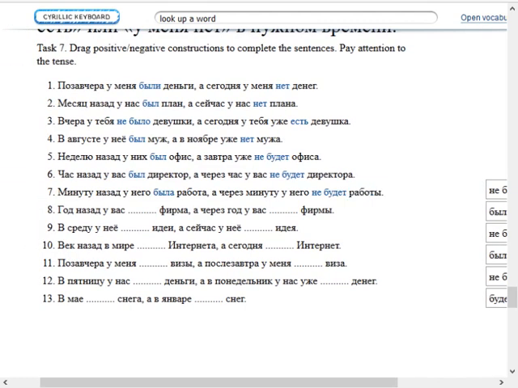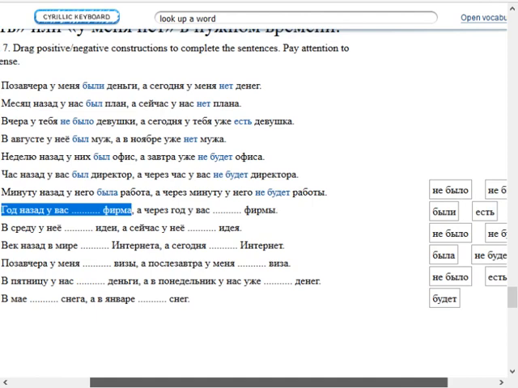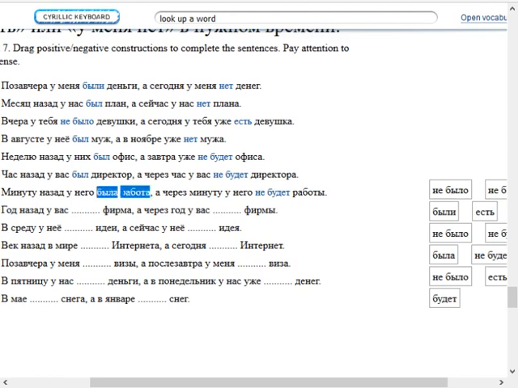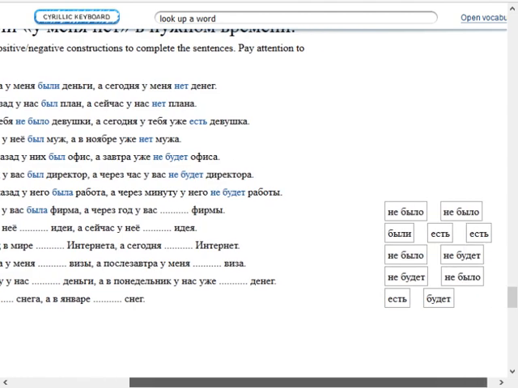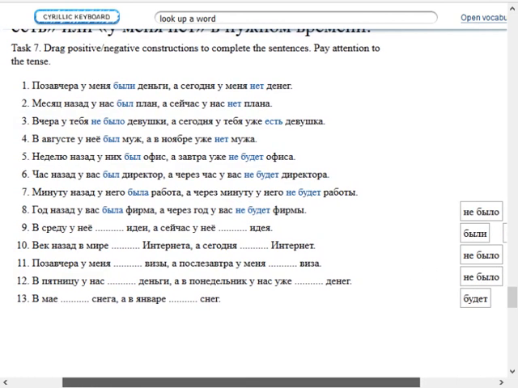Okay, год назад у вас фирма. So a year ago we had a firma, a firm, a company. Firma is again feminine, so past tense feminine is the same as here. Была работа, it's going to be the same. Была фирма, а через год у вас не будет фирмы. We will not have a company in the future.